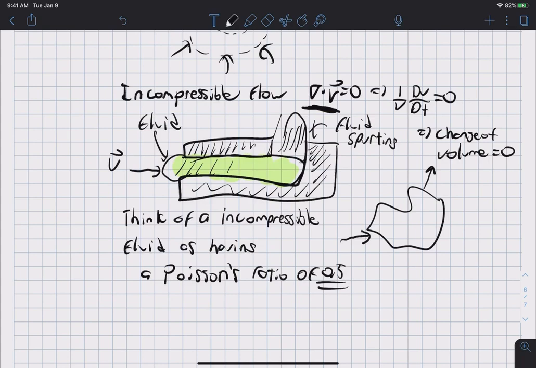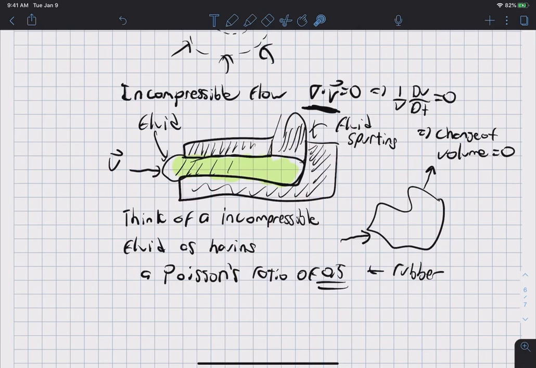If you push on one end of it, if you compress one end of it, because the volume cannot change, it's just going to grow somewhere else. And so solids with a Poisson's ratio of 0.5 behave just like that. Actually, I think rubber is very close to that. So solids that have a Poisson's ratio of 0.5 are sometimes called incompressible solids. Okay.